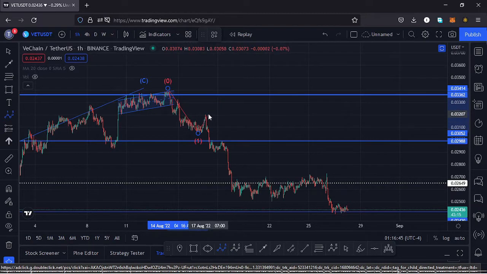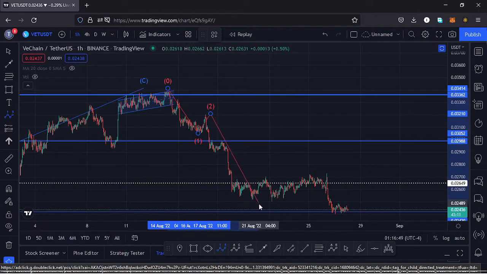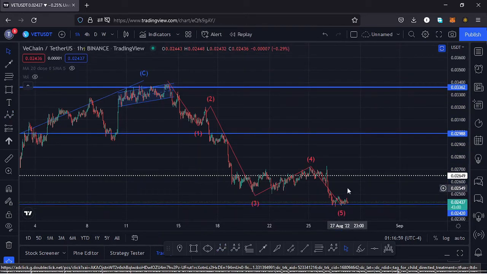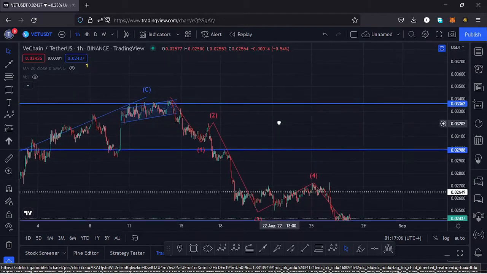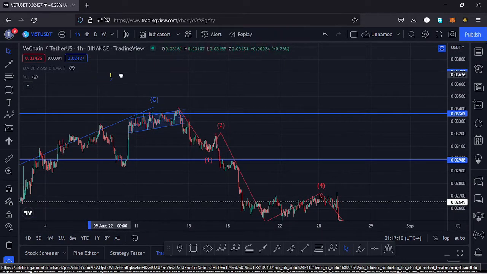Then we saw a wave 2, then we saw a very nice retracement to the lower side in the formation of a wave 3. Then whatever we are seeing over here is a formation of a wave 4. Then this is a wave 5 to complete that higher Elliott wave count 1. So now that we have seen the formation of a wave 5 to the lower side, we can name this fractal wave as a higher Elliott wave count 1.